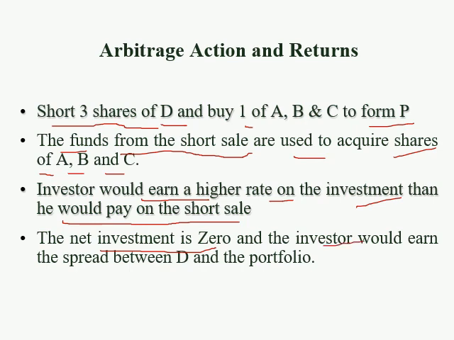And the investor would earn the spread، لكن هياخد في نفس الوقت يبقى حط زيرو انفستمنت واخد الريتيرن اللي هو السبريد between D and portfolio. هياخد الزياده في الريتيرنز في بورتفوليو A, B, and C عن اللي هو D.